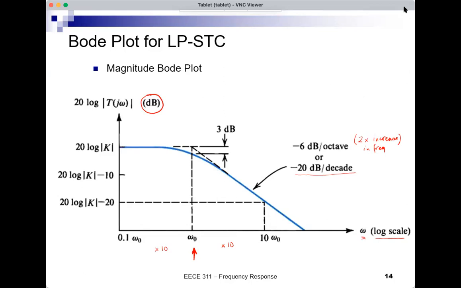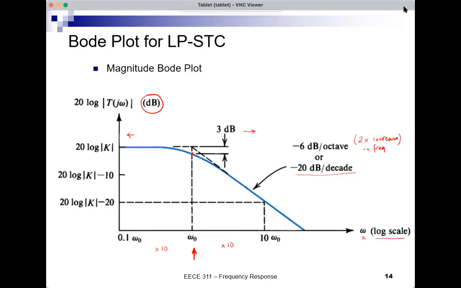So this is what happens for frequencies that are either much less or much higher than omega 0. Much less, I get almost constant gain at the low frequency value. So the frequencies that are much less than omega 0 are considered low frequencies, and the gain is almost constant there. For frequencies that are much larger than omega 0, the gain drops with a slope of minus 20 dB per decade, or minus 6 dB per octave. Around omega 0, the gain drops from its low frequency value by 3 dB.